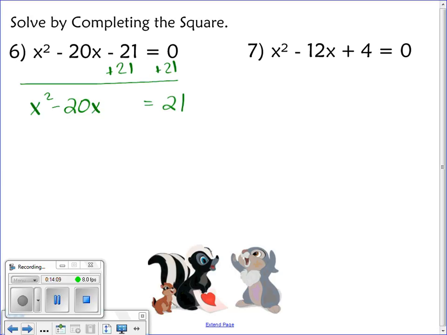Right, because your next step is to divide by a, but your a value, it's just a 1. I don't have to worry about it. Tomorrow, again, we'll focus on that, but I don't want you to forget that that is your next step. All right? And then what's your b value?